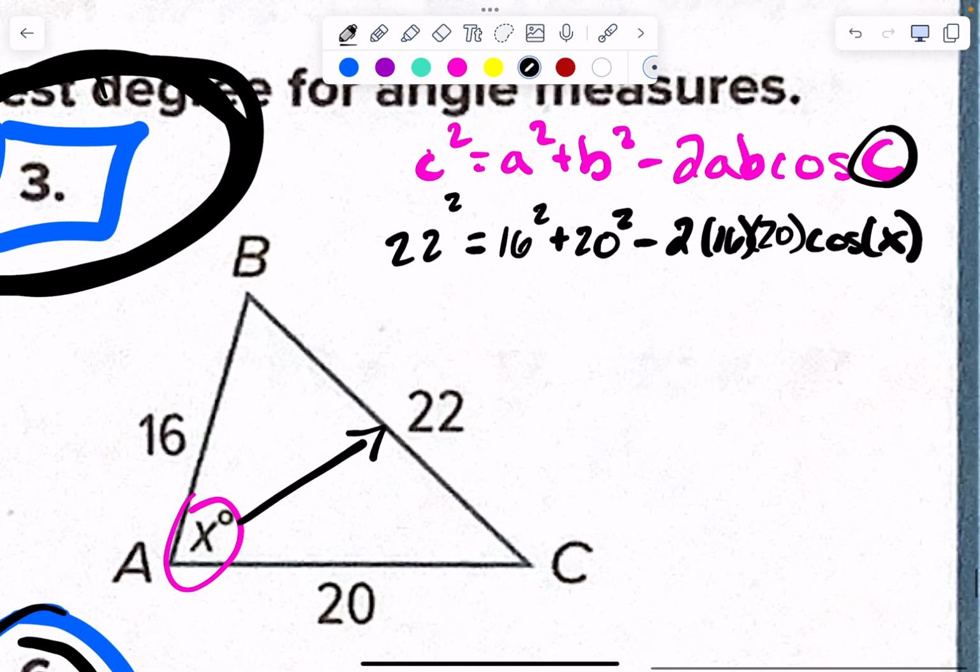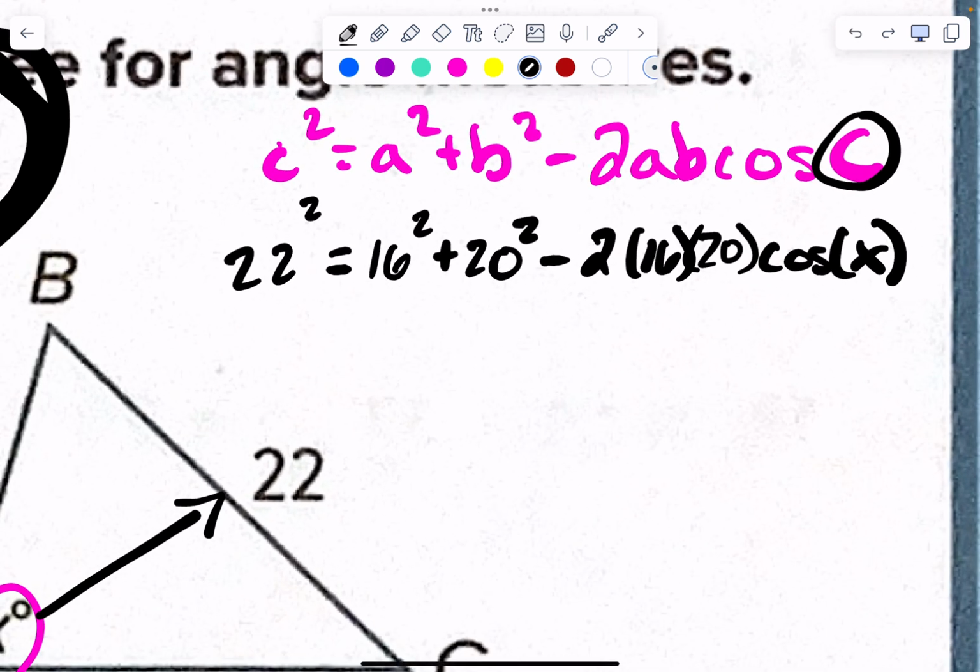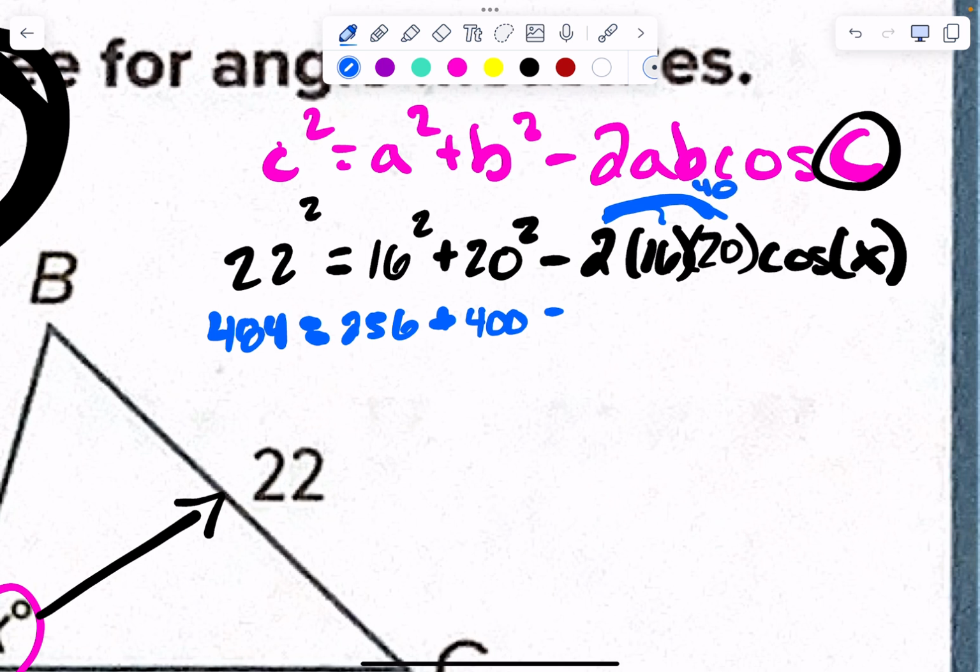Okay, it doesn't matter what a and b are: 16 and 20. But x has to be your angle, and 22 has to be the side opposite it. So let's start to do this. 22 squared is 484. 16 squared is 256. Do you know what 20 squared is? 400. Do you know what 2 times 16 times 20 is? 2 times 20 is 40. Do you know what 40 times 16 is? 640. Cosine of x.